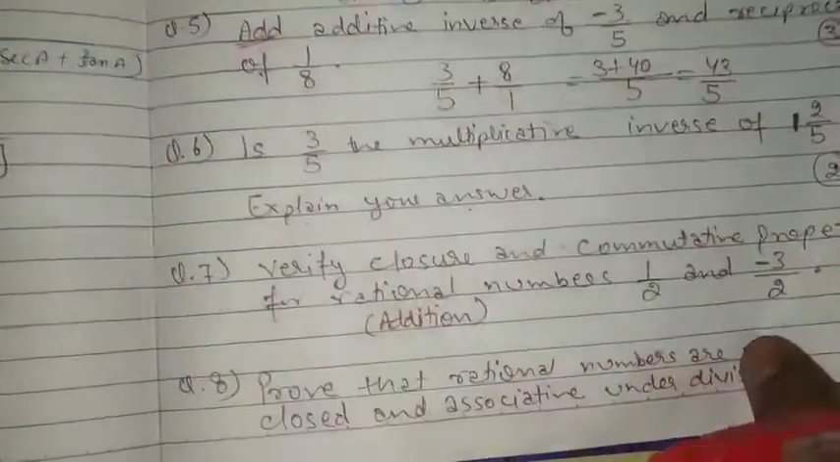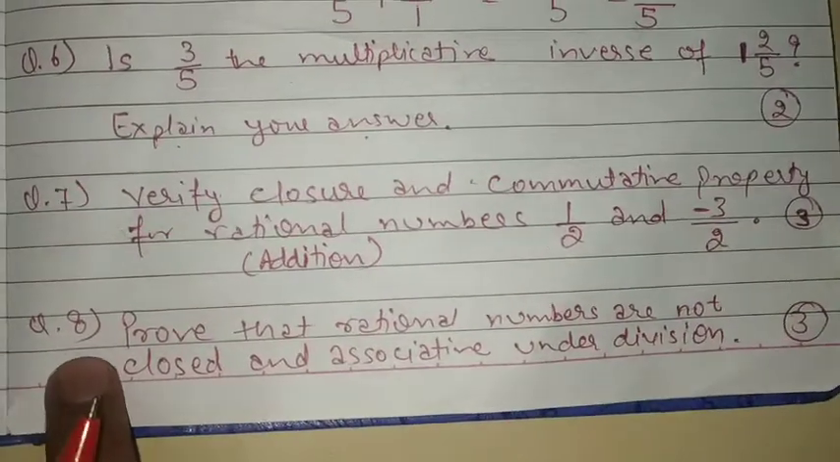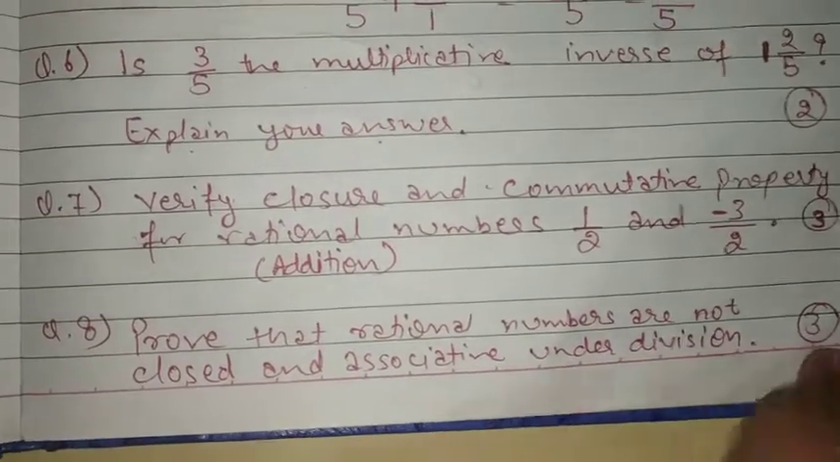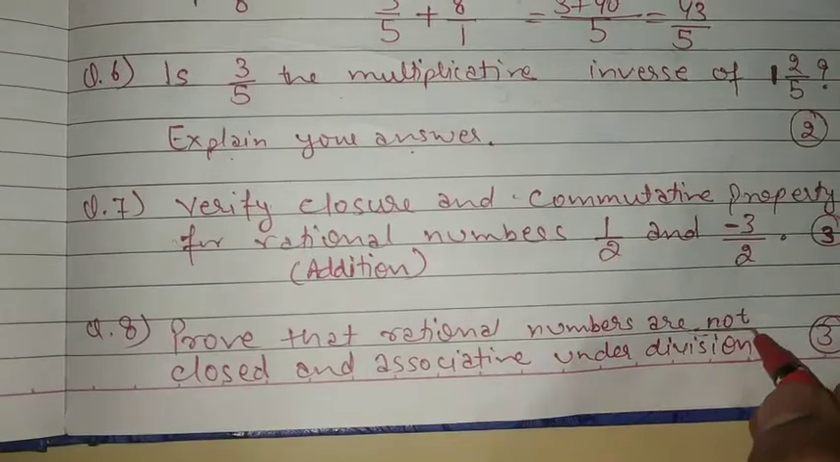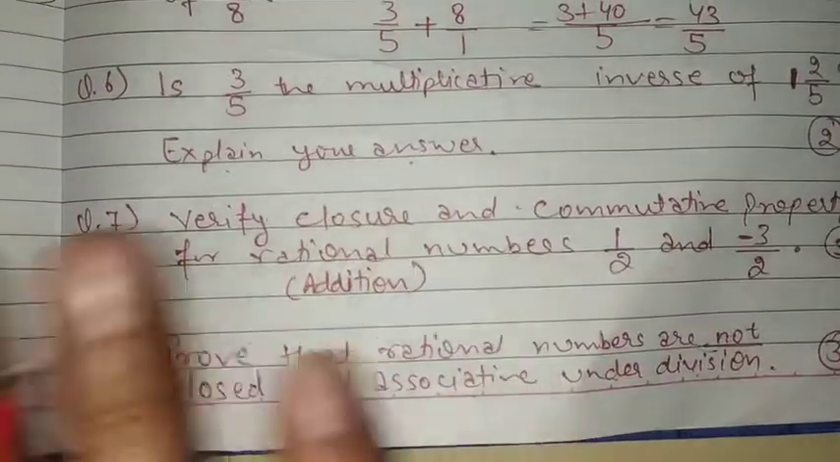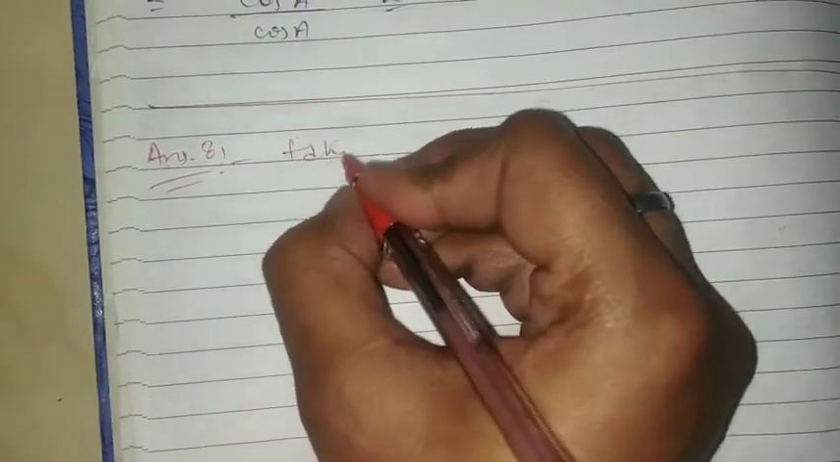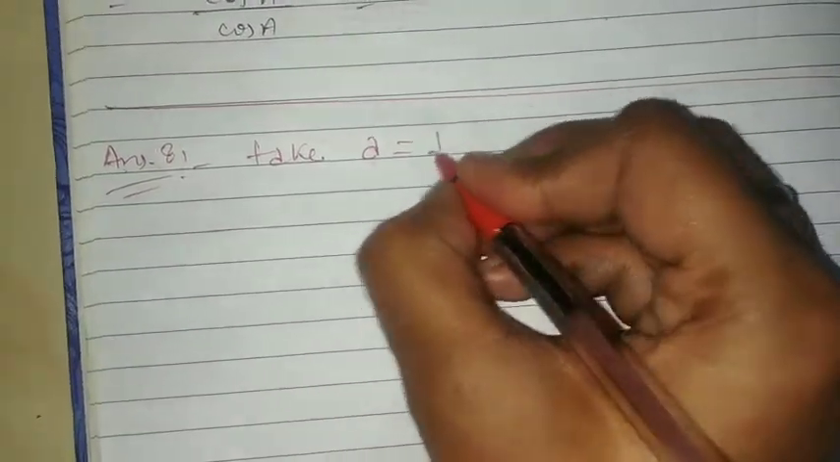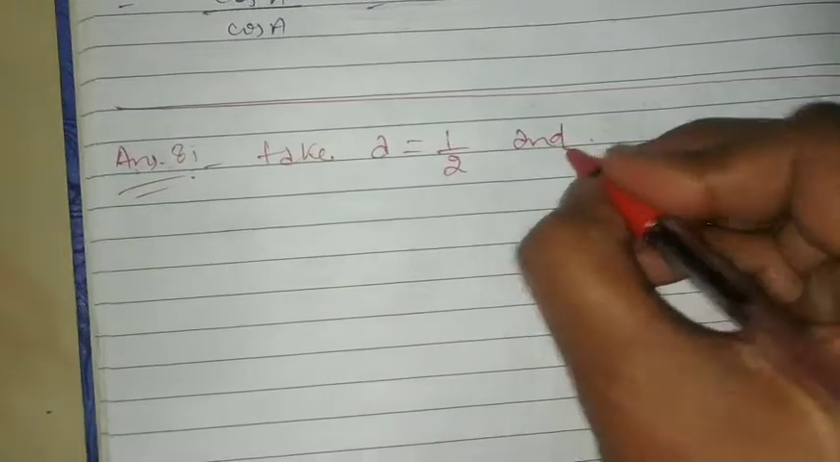Okay, same, the last 8th question, prove that rational numbers are not closed and associative under division. Whenever you need to prove it is not closed and associative, you need to give an example. Okay, so we are going to do that. So answer it. Take a equals to 1 by 2 and b equals to 0.